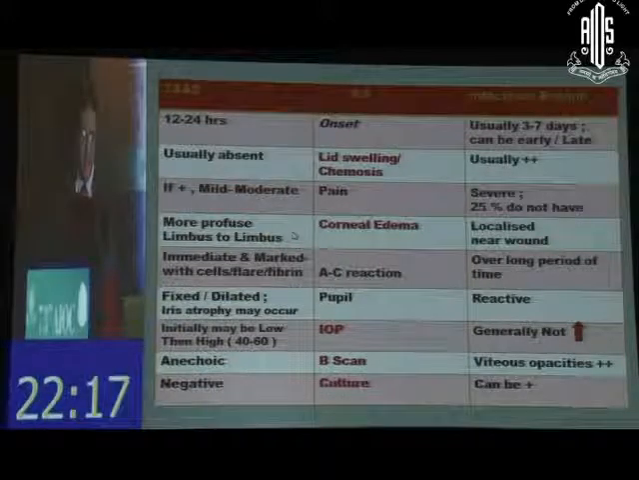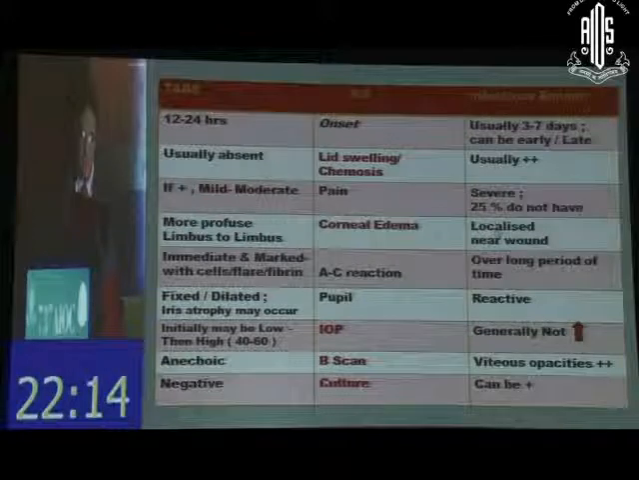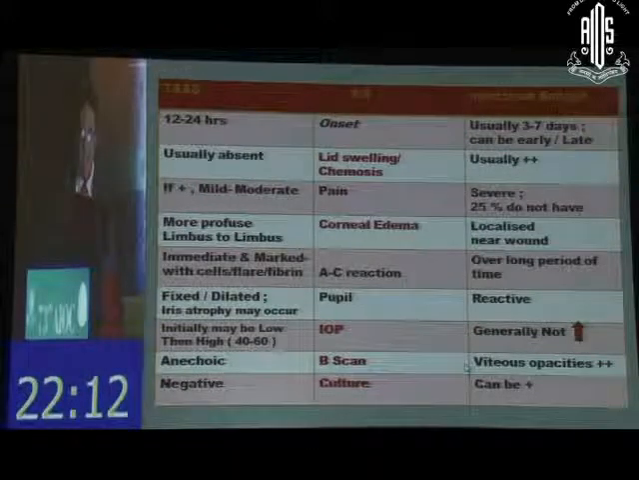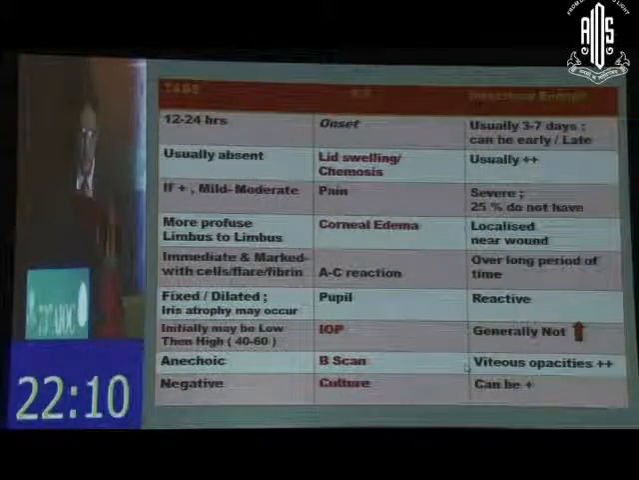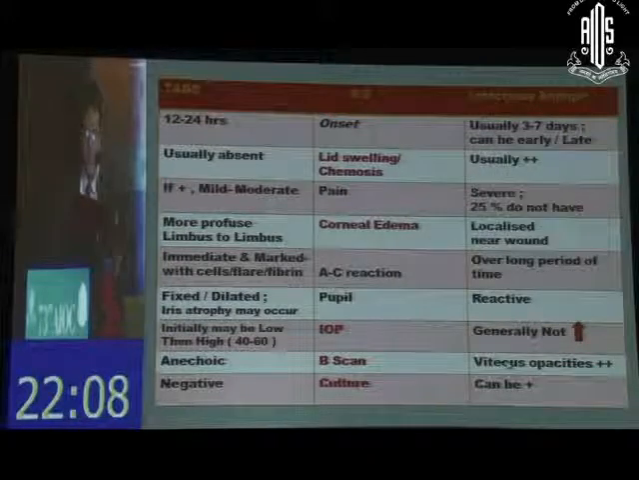Corneal edema is limbus to limbus here. It is localized in infection. And on B scan, if you have given enough time for the clumps to form, then you may see vitreous opacities or pick them up on ultrasound.